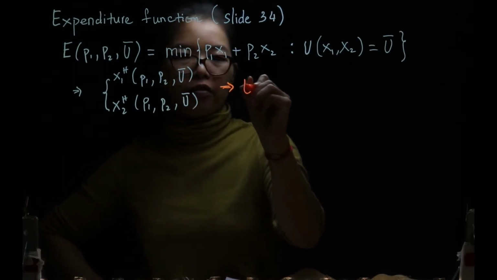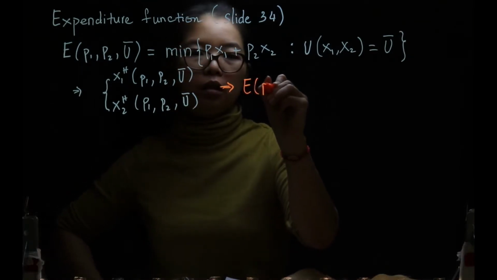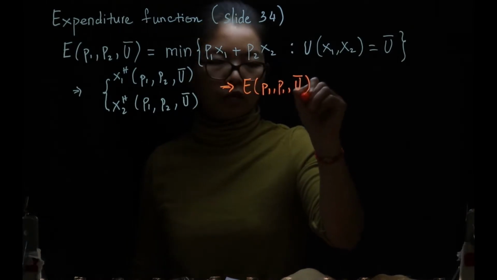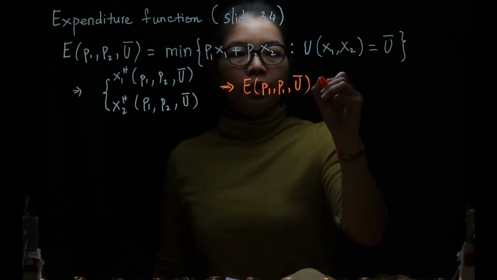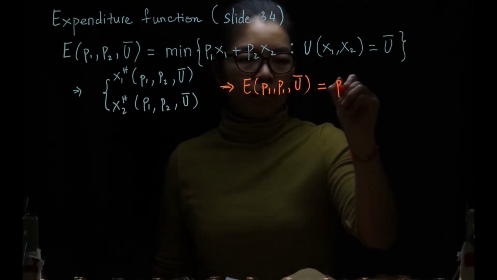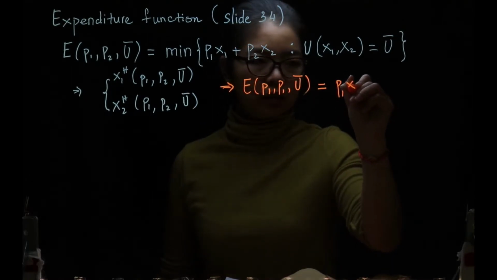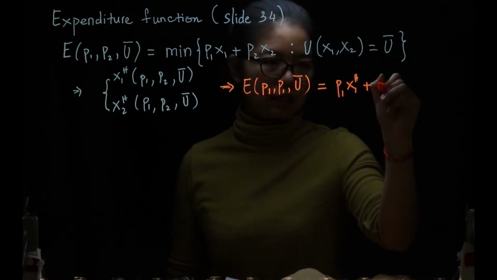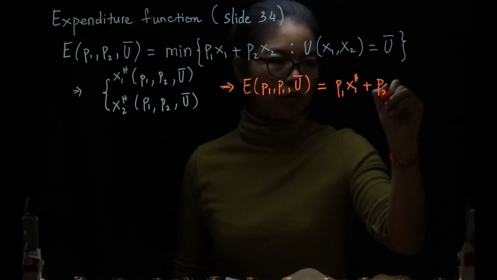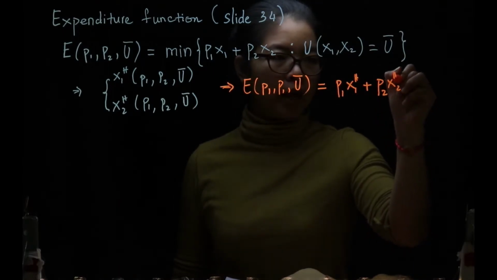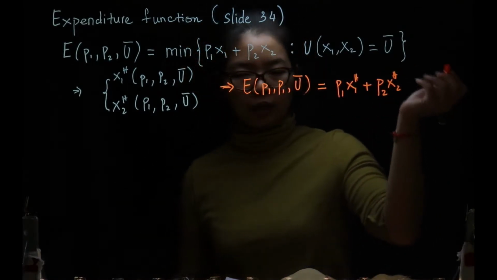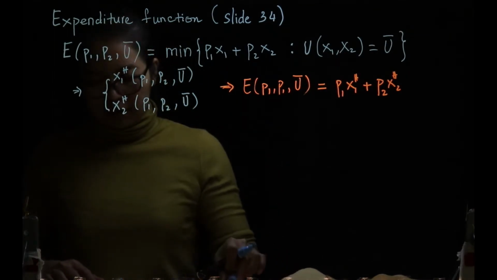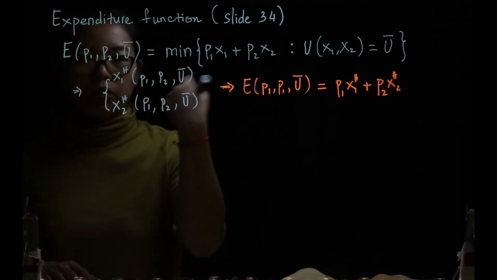So we will have the expenditure function, which is also a function of P1, P2, and U bar, just like the Hicksian demand, equals P1 times X1 h, right? The solution from the minimization, plus P2 times X2 h, right? Okay, let's do it for the Stone-Geary cases that we just did before.